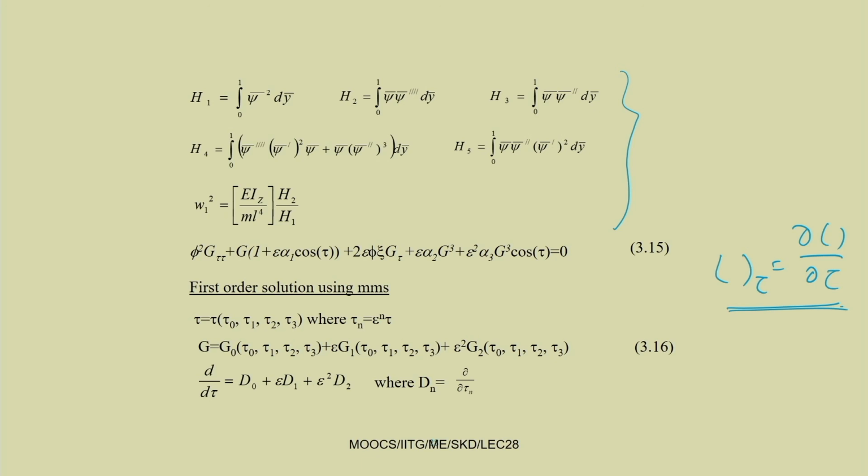So, tau can be written as tau 0, tau 1, tau 2, tau 3, where tau n equal to epsilon to the power n tau. So, g can also be written up to higher order. Let us take up to epsilon square. So, g can be written as g 0 plus epsilon g 1 plus epsilon square g 2, and here d by d tau equal to d 0 plus epsilon d 1 plus epsilon square d 2, where d n equal to del by del tau n.